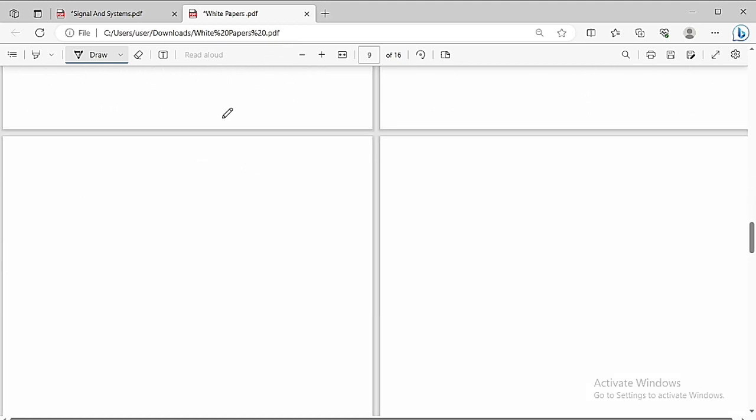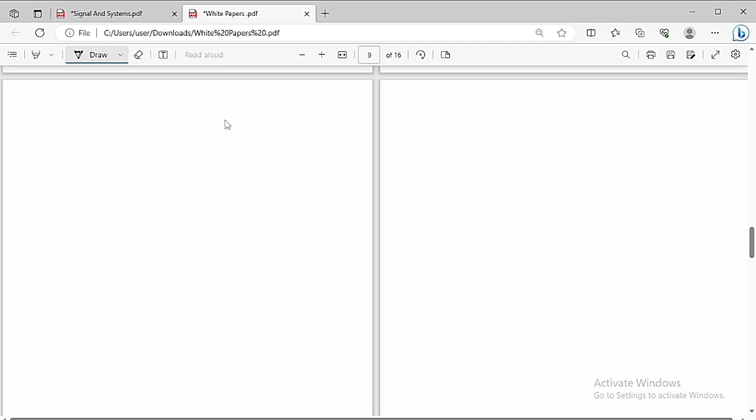Let me write it on another page to get the expression. What is F(omega)? We got it like this: the peak value is 1, and this is omega_c and this is minus omega_c, in terms of omega. We require this expression.